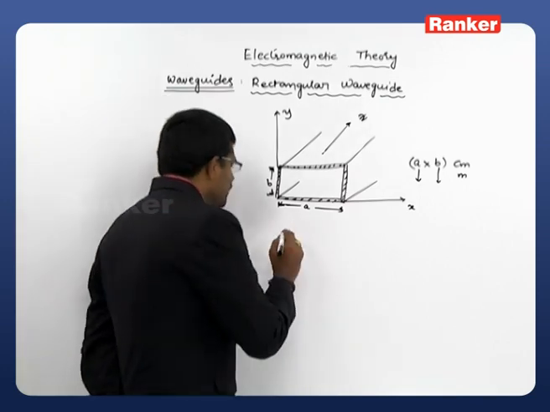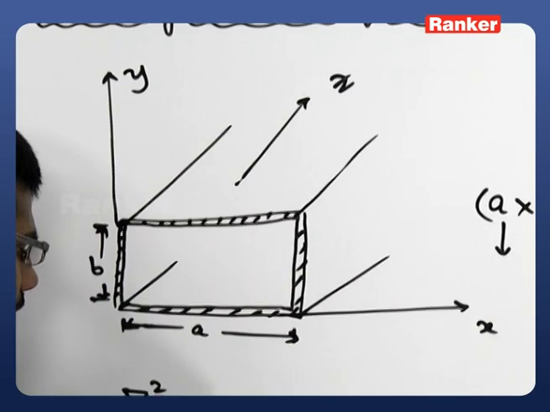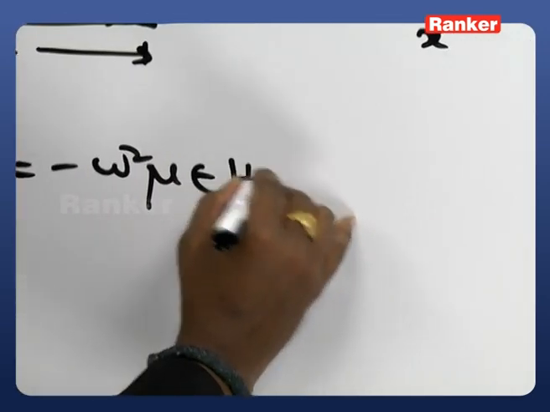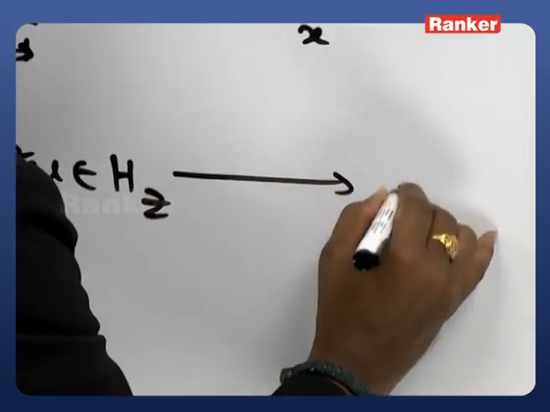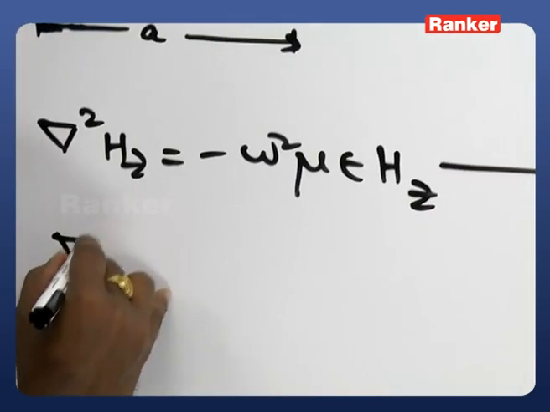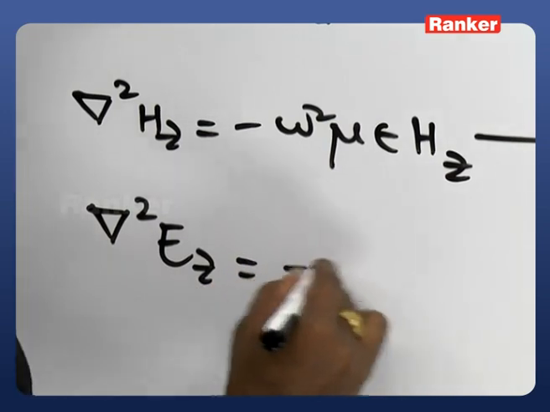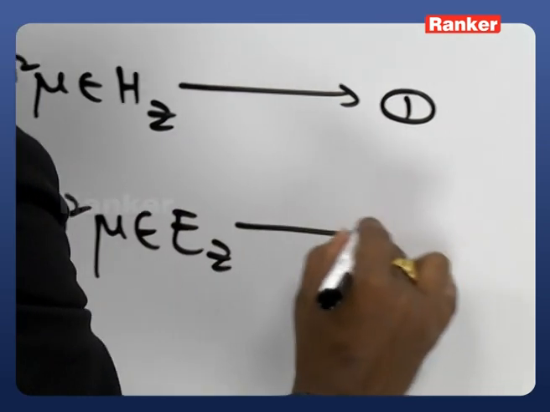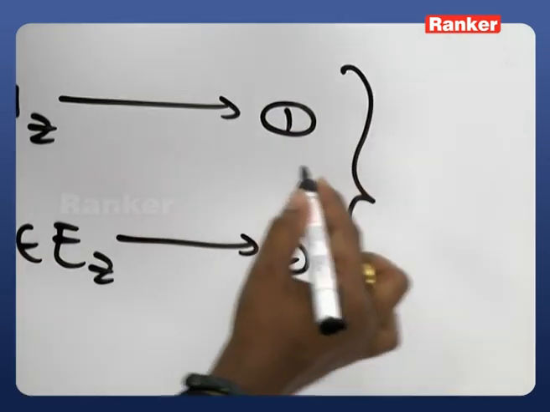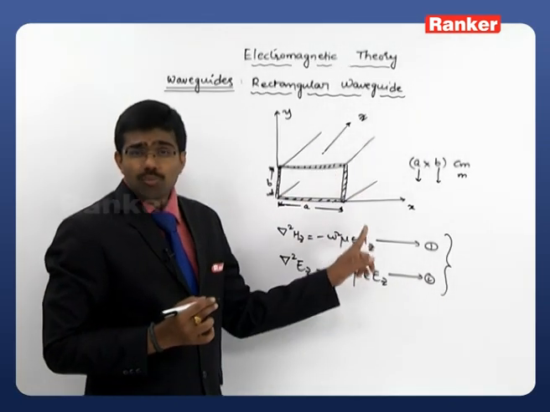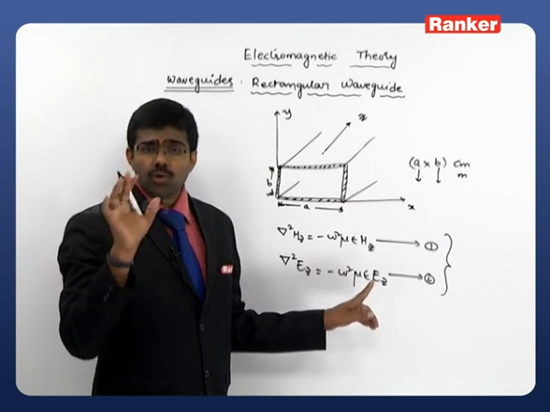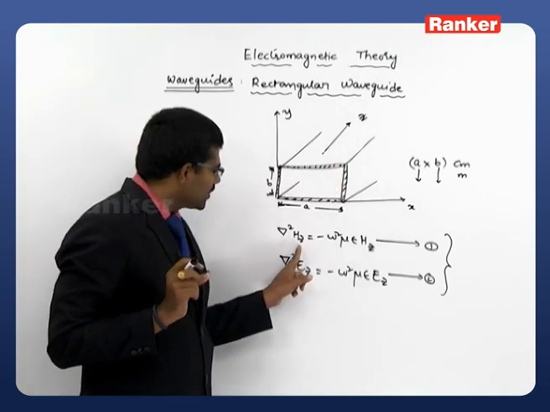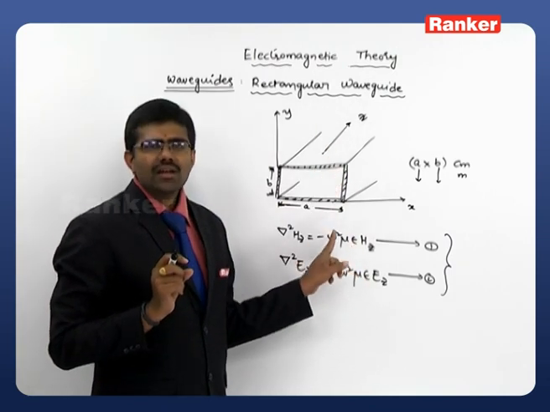The Helmholtz equations are del square Hz equals minus omega square mu epsilon Hz. Let us consider this as equation 1. Similarly, del square Ez equals minus omega square mu epsilon Ez. Let us take this as equation 2. These two equations are called the Helmholtz equations, and they are the basic equations for any wave propagation that we discussed. I am recollecting those equations. Since the wave is traveling in the z direction, I consider this as Hz and Ez.